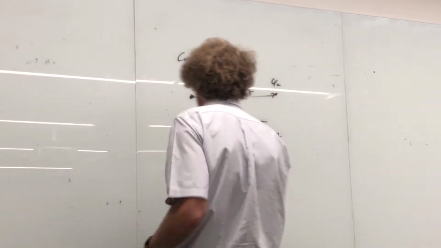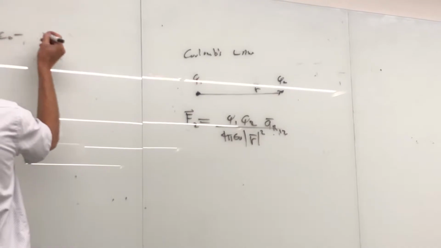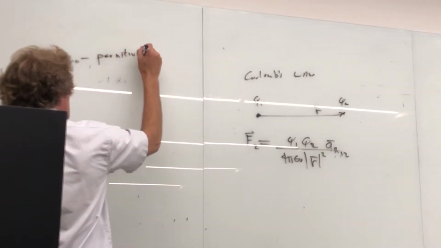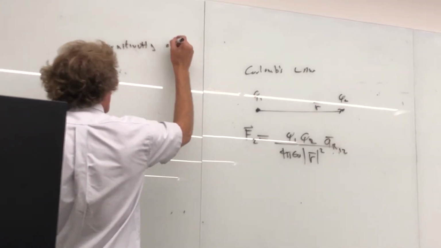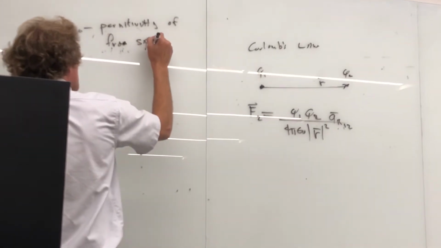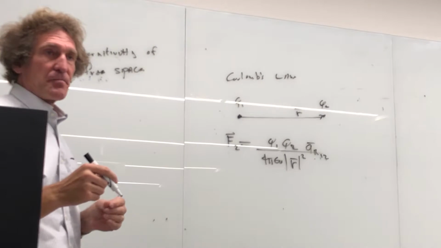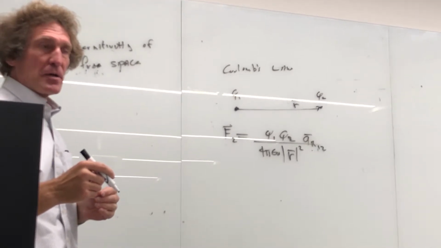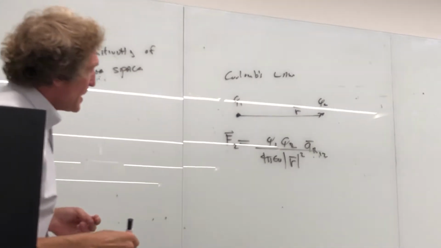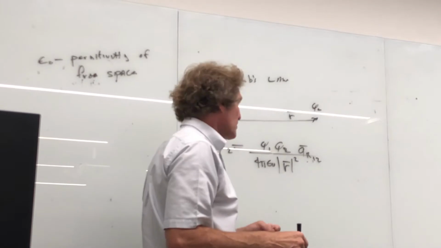Now I'm going to get to this in a second. Epsilon naught is called the permittivity of free space. You saw that constant in physics, I'm sure, right? In the actual electricity part of physics, epsilon naught. Now Q1 and Q2 are in coulombs. R is in meters squared.